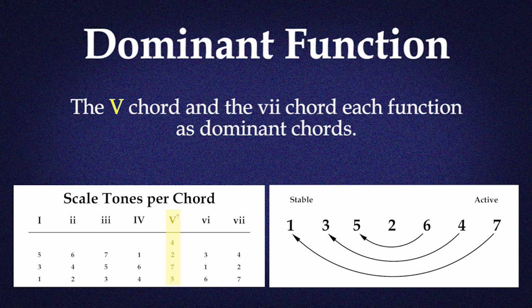The 5 chord and the 7 chord each function as dominant chords. As I mentioned earlier, they each contain the most active note, and in the case of the dominant 7 chord, the two most active notes. They create a great deal of tension and need to be resolved by the most stable chords.